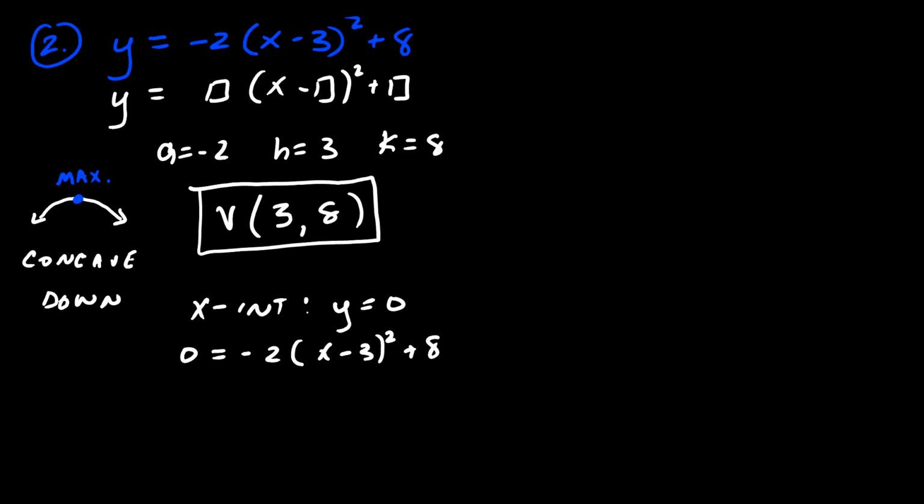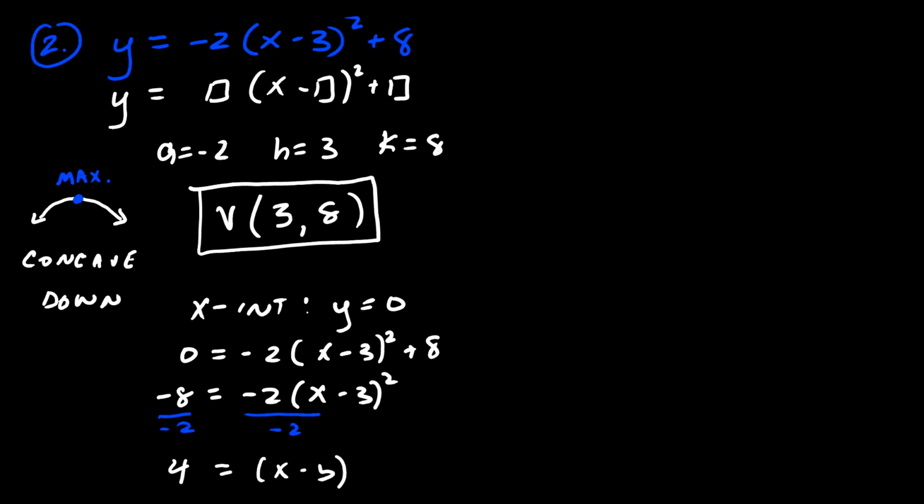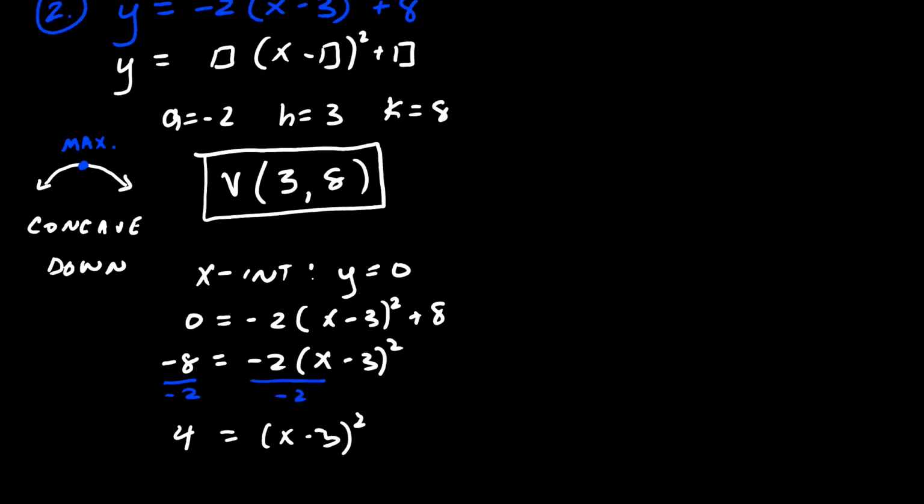We'll start by subtracting 8. I'll do it to the left-hand side this time. It's not going to make a difference. If you're more comfortable setting equal to 0 on the right-hand side, go ahead and do that. This is where some students make the mistake of doing something with the squared, but remember, we're using inverse operations, so we're going to get rid of the multiply here, which means we'll be dividing by negative 2. That leaves us with positive 4 equaling (x minus 3) quantity squared.